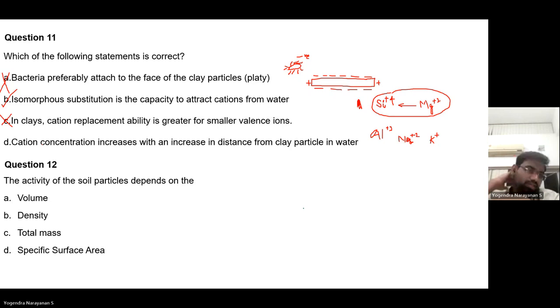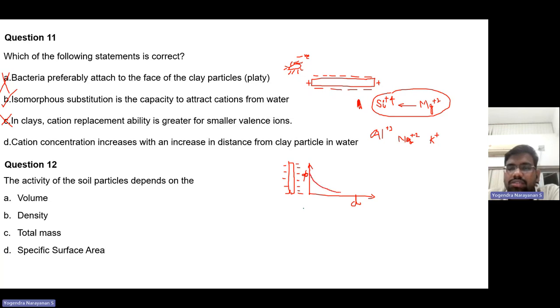And finally, the cation concentration increases with an increase in distance from clay particle in water. Now, if we consider again a clay mineral, this is a negative charge. There is an electric potential. The electric potential, let us denote as phi. For example, potential functions are phi. Now, the electric potential tends to decrease with distance, as we all know, and eventually attains zero.